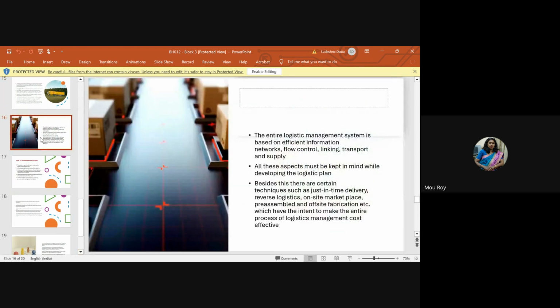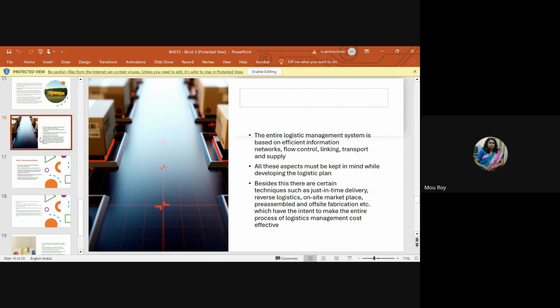So next comes logistics. The entire logistic management system is based on efficient information, networks, flow control, linking, transport, and supply. All these aspects must be kept in mind while developing the logistic plan. So networking has to be there, flow control has to be there, proper linking, transport, and supply. Besides this, there are certain techniques such as just in time delivery, reverse logistics, on-site marketplace, pre-assembly and off-site fabrication, etc., which have the intent to make the entire process of logistic management cost effective.